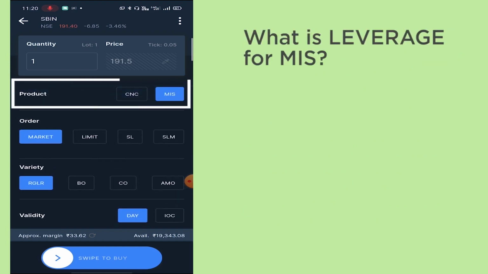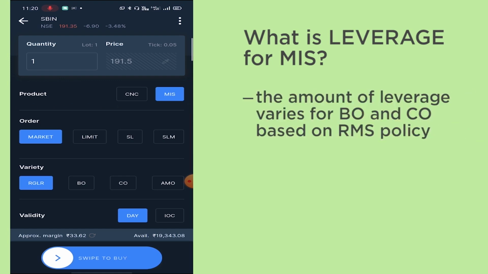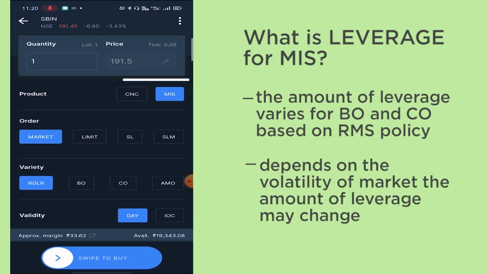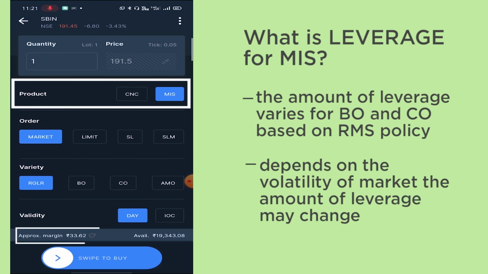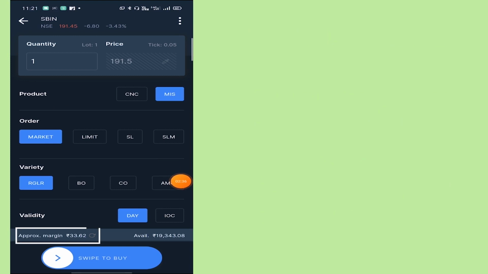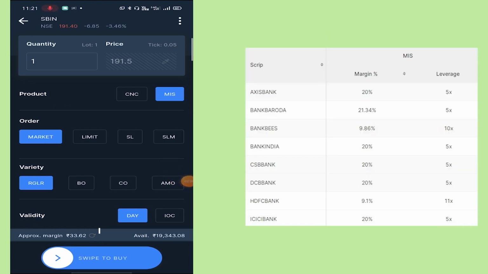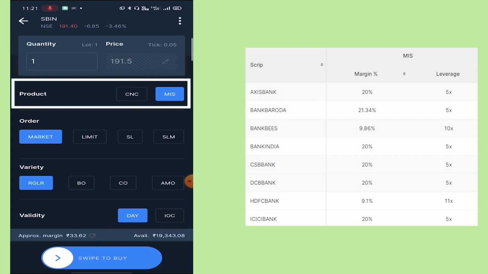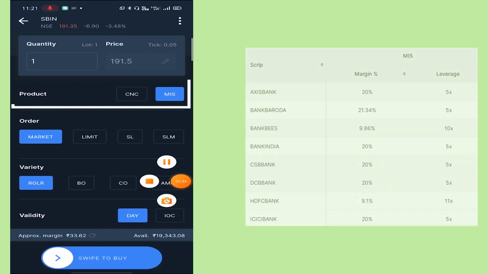So what is leverage now? Okay, I'll explain the leverage. Leverage is a margin provided by the broker for intraday, in which you can get around 5 to 20 times the exposure. You can see here for SBI the approximate margin is almost 33.62 rupees that you are paying. That means you are getting almost 5 times leverage in this SBIN. The exposure margin varies depending upon the stock. For some stocks you get 20x leverage, for some stocks you get 5x leverage, depending on the stock.